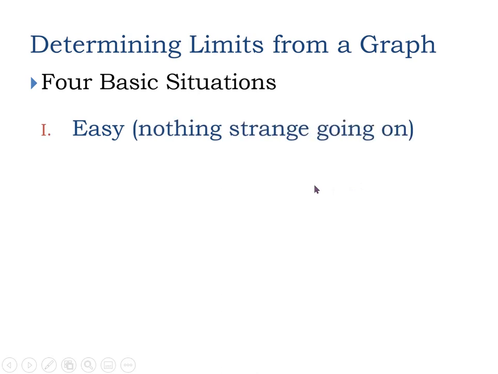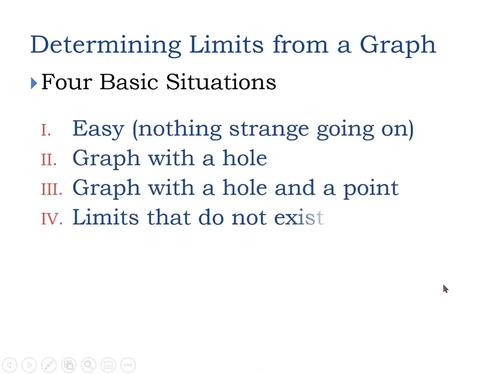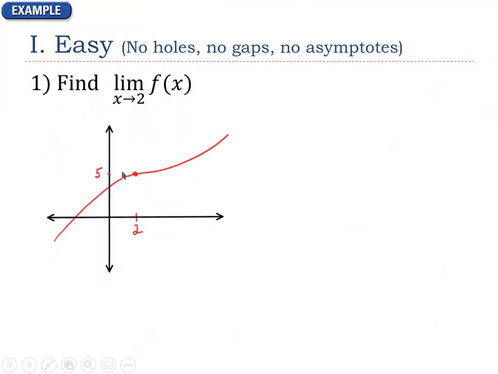So first, let's talk about determining limits from a graph. There are four basic situations we're going to look at. An easy situation with nothing strange going on, a graph with a hole and a point, and then limits that do not exist. So here's a situation where it's easy, nothing strange is going on.